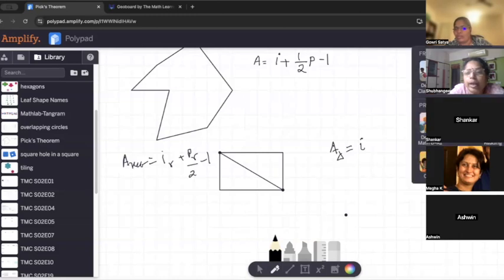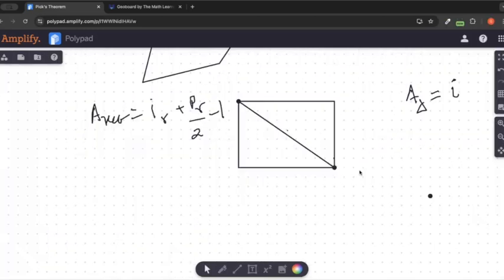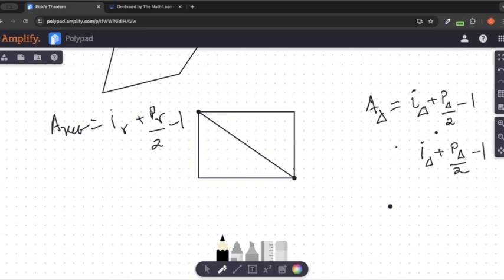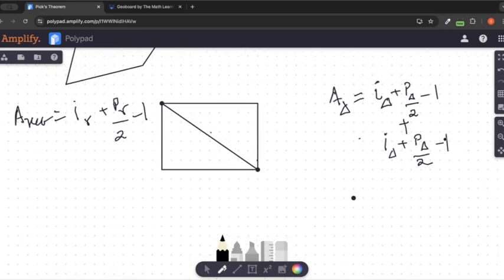So Ashwin, since two triangles are congruent, you are saying that is twice of these, right? Yes. So Gauri, you can just complete the formula for the triangle. It should be I triangle plus P triangle by 2 minus 1. Write it once more because we are doing it for two triangles, instead of multiplying by 2. Okay, so this is what we have to show, that this is equal to this.